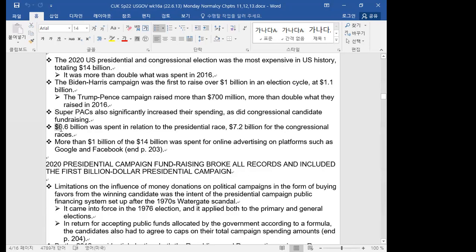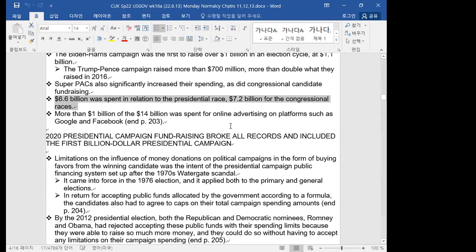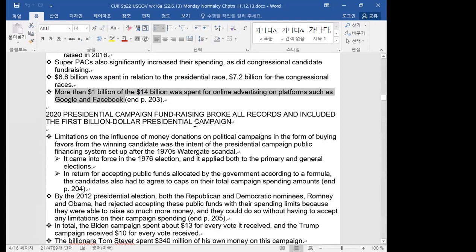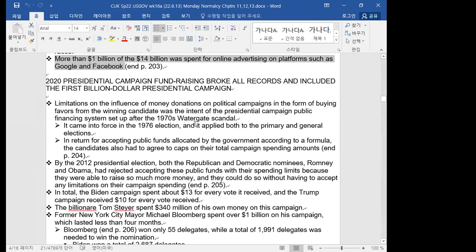So $6.6 billion was spent in relation to the presidential race, and $7.2 billion was spent on congressional races. And more than $1 billion of that $14 billion was spent on advertising on social media platforms, Google and Facebook. And so there were efforts to limit money spent on political campaigning after the Watergate scandal in the 1970s.